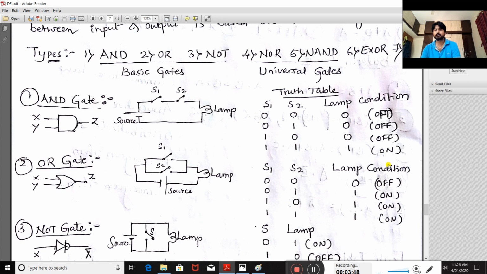And this is the truth table for the AND gate. What it says in general is, if both the inputs are high, then only the output will be high, otherwise it is 0. So it is nothing but analogous to two switches connected in series.